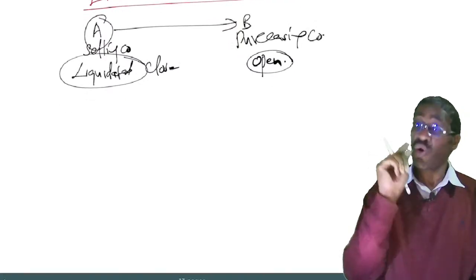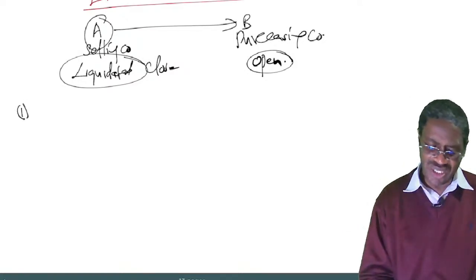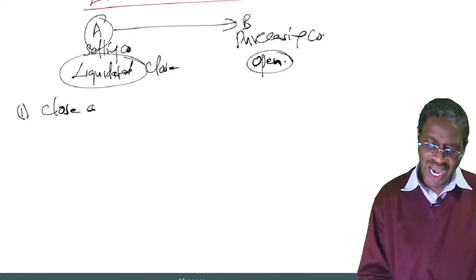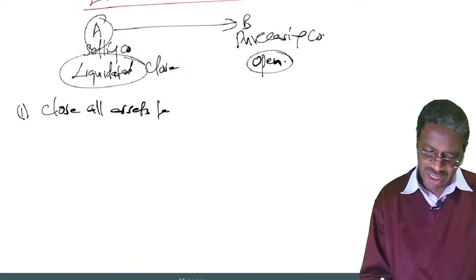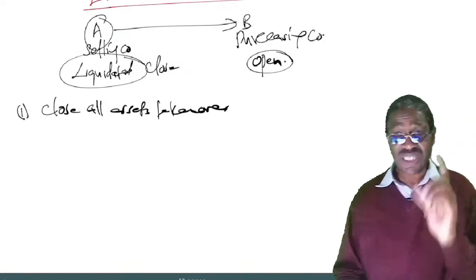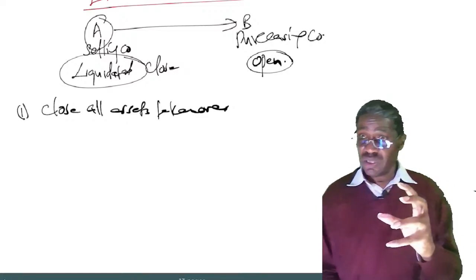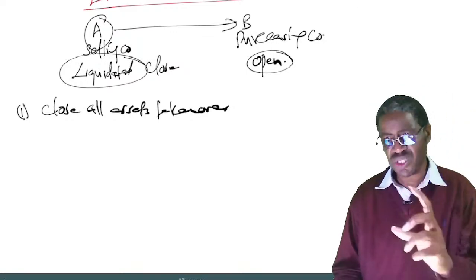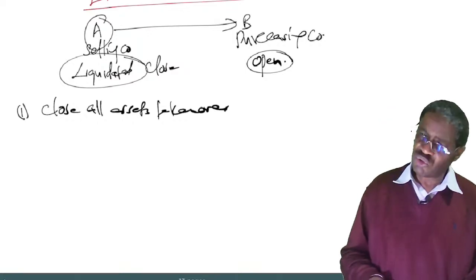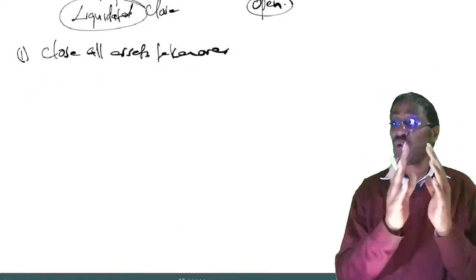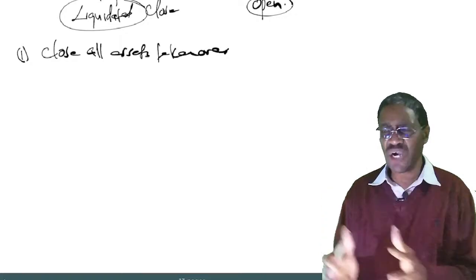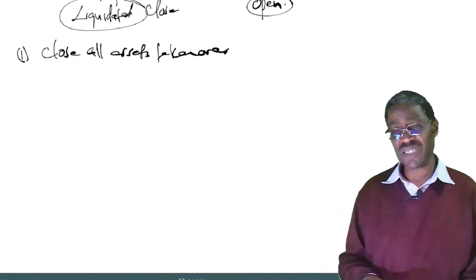Number one, company A. Don't forget, we said they are closing their books. So entry number one is that company A will have to close all assets taken over from them by B Limited. They have to close them at their book values to an account we are calling realization account. Which assets are you giving to company B? Could be machinery, motor vehicles, furniture, building, and so on. Close those assets to the realization account.